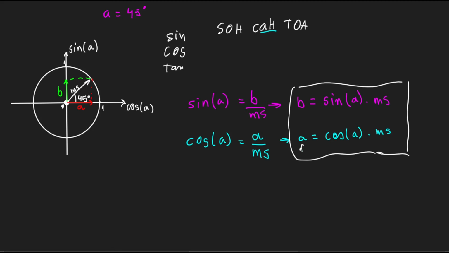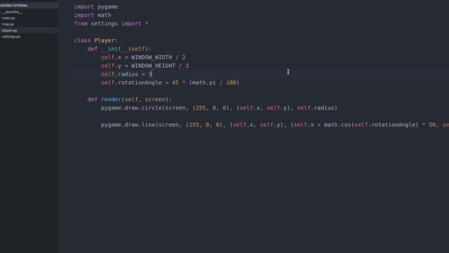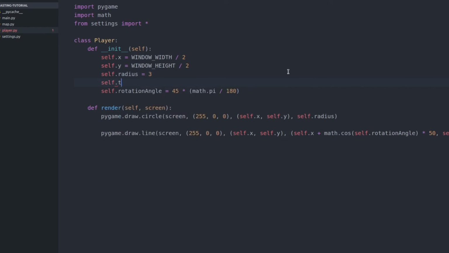A represents what the player is going to move on the x-axis, and B represents what the player is going to move on the y-axis. So we just need to implement this in our code, like self.x plus equals A, and self.y plus equals B. That's it. So now that we figured this out, we need to create some more attributes so we can finally make the player inputs. So let's define here turn_direction. This variable is going to be responsible for telling us if the player is rotating to the left or right. If it is 0, then the player is not turning anywhere.